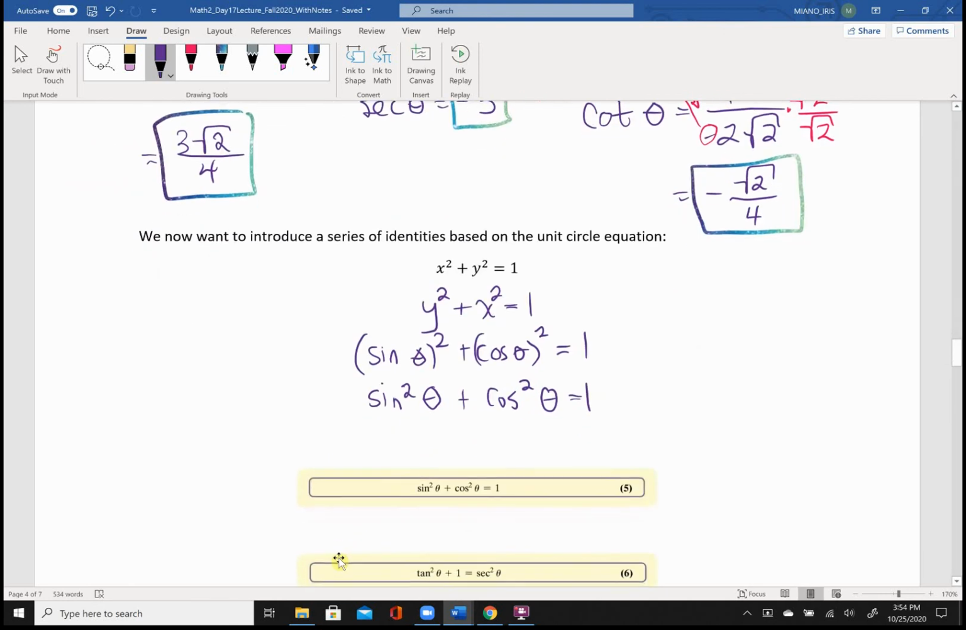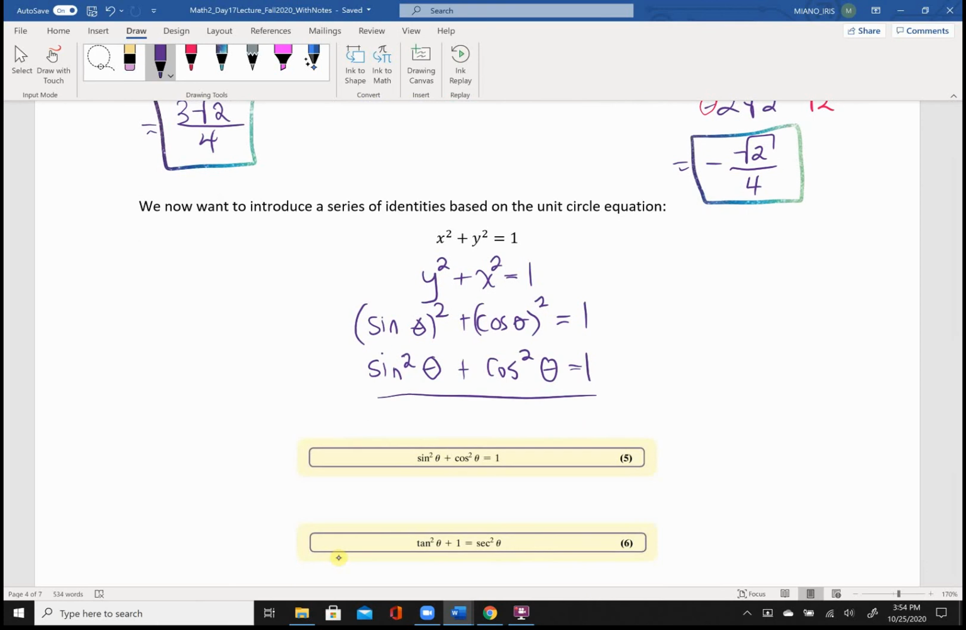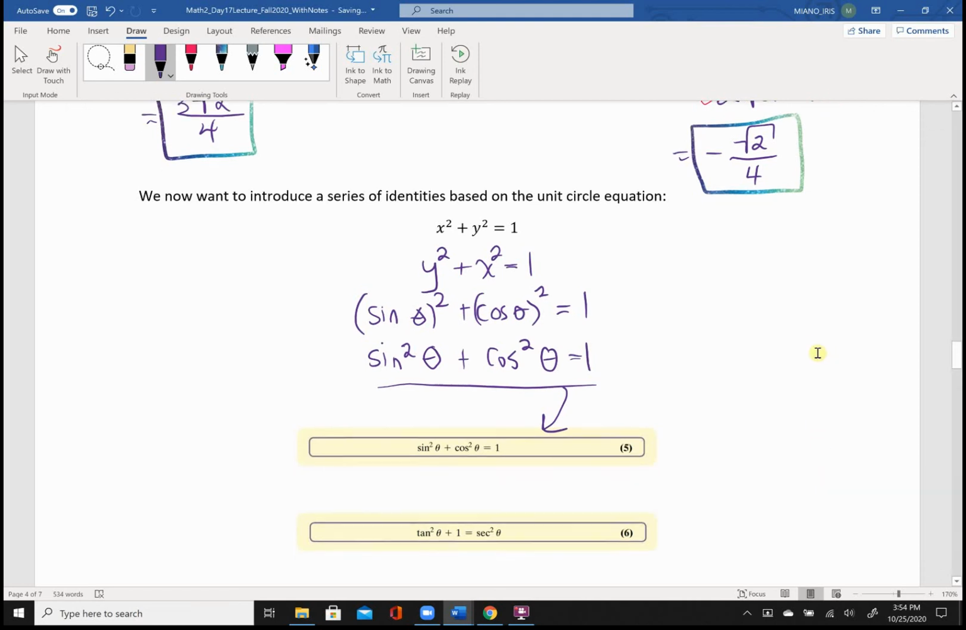So here we go. Here is our very first trig identity that has any squared terms in it, basically. This one's, like I said, super famous. You're going to use it a lot.